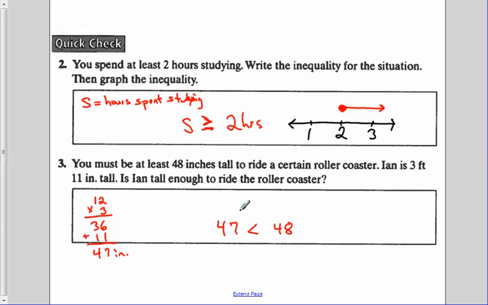Well, when I compare 47 to 48, well, 47 is less than 48. It's not even equal to it. 48 is the only number to be equal to 48. 47 is less than 48, so no, Ian is not tall enough. And my proof would show, one, how I got my 47, but also saying 47 is less than 48. That's my proof. It says 47 is less than it. All right, so that is the end of 12.2 as we look at expressing and identifying solutions of inequalities.